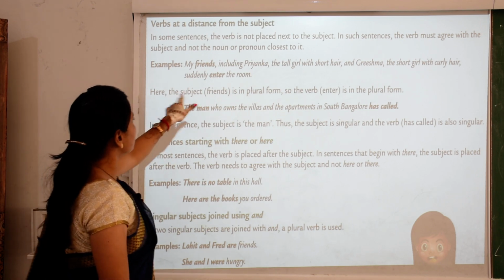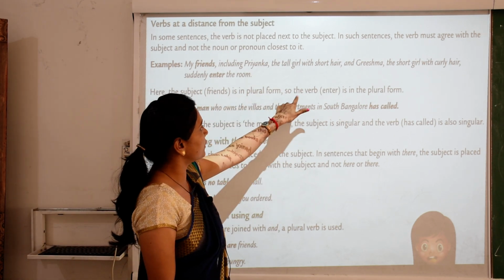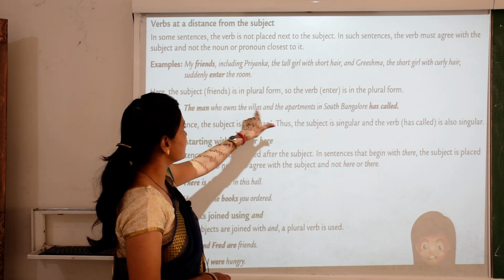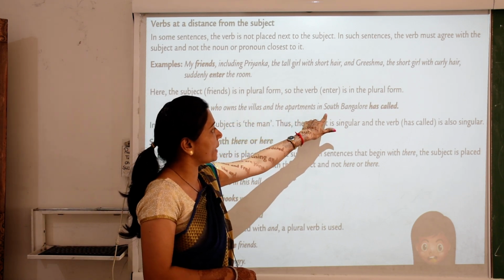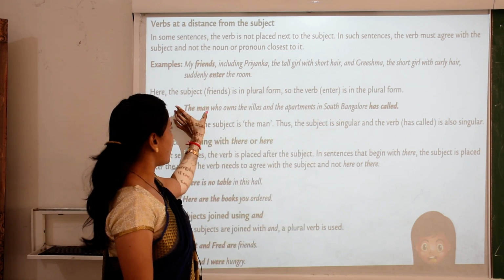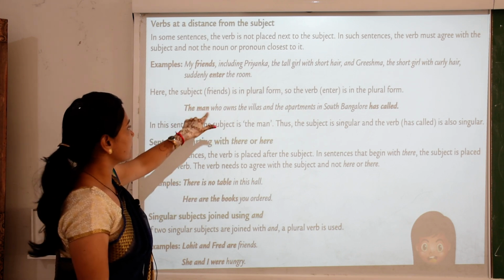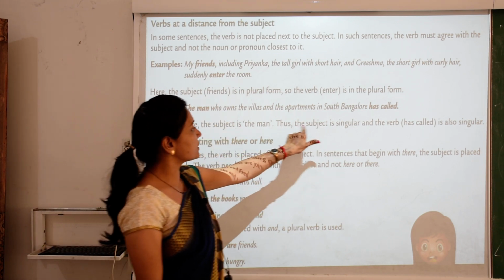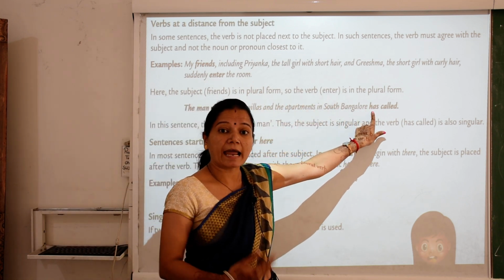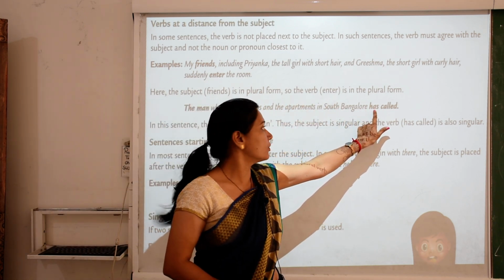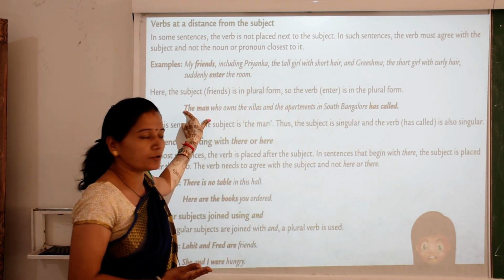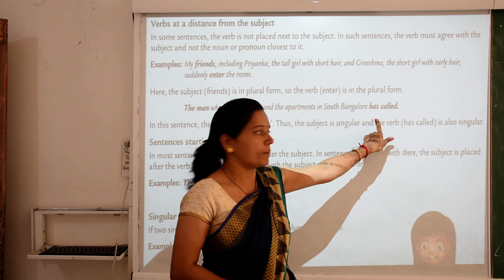Let's see the next. Here the subject friends is in plural form, so the verb enter is in the plural form. The man who owns the villas and apartments in South Bangalore has called. In this sentence the subject is the man. Thus the subject is singular and the verb is has called. It doesn't matter what is nearby, the verb is placed according to the subject. If the subject is singular, you have to place the verb in singular form.